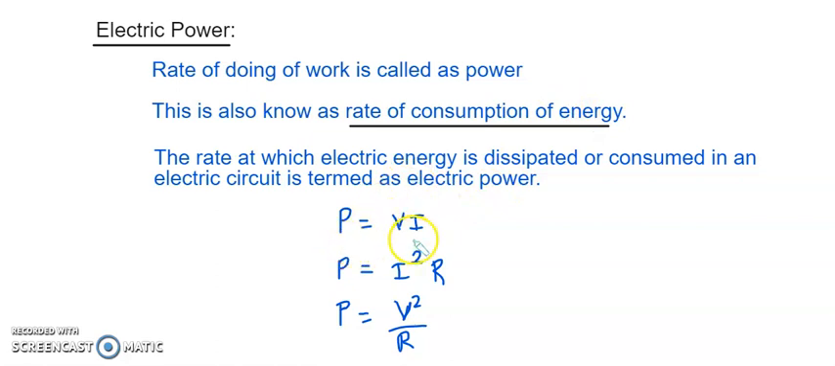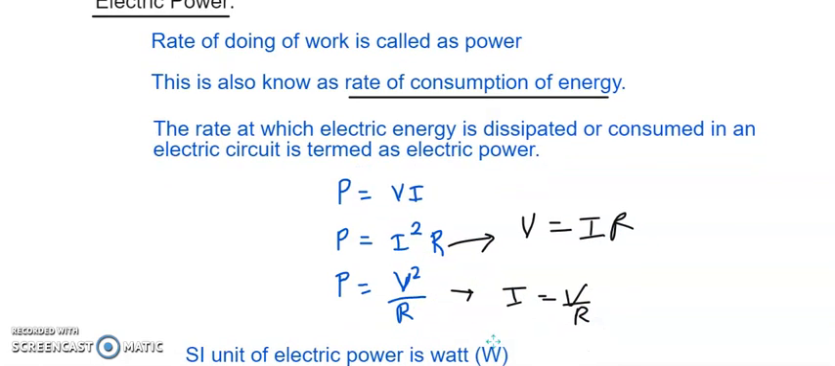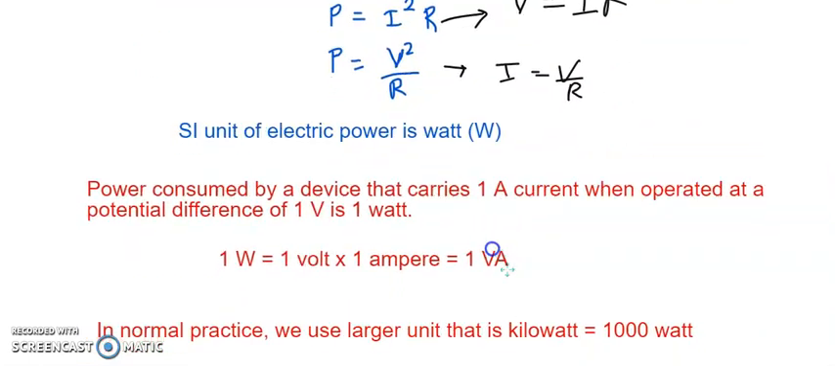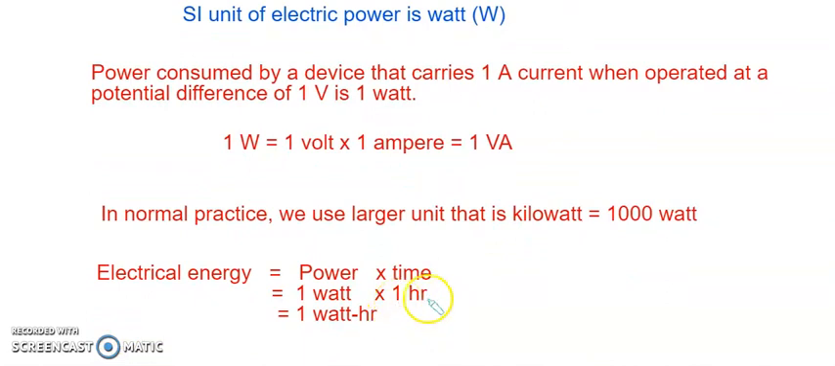So we know that power is equal to VI. By using Ohm's law, I can substitute V as IR, so I get I squared R, or I can substitute I as V by R and I get V squared by R. So these are the three formulas for power. The SI unit of power is watt. In our day-to-day life, we use kilowatt because it is a larger unit. So 1000 watt is called 1 unit.